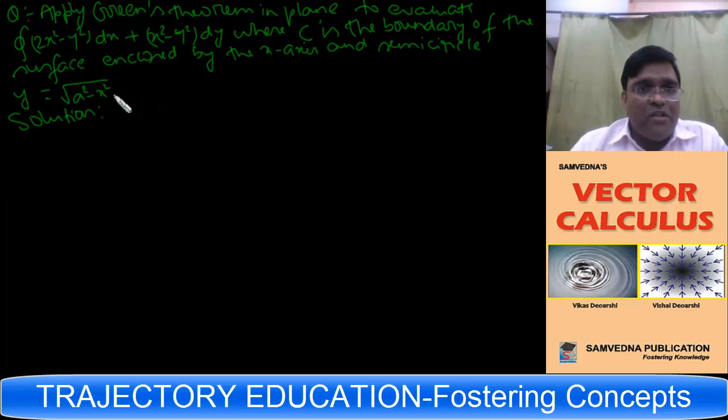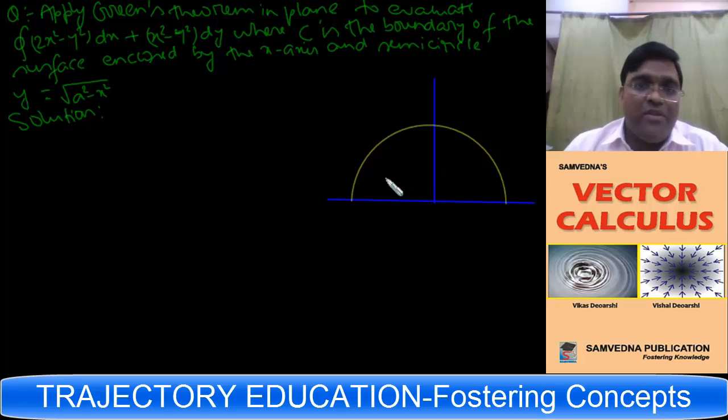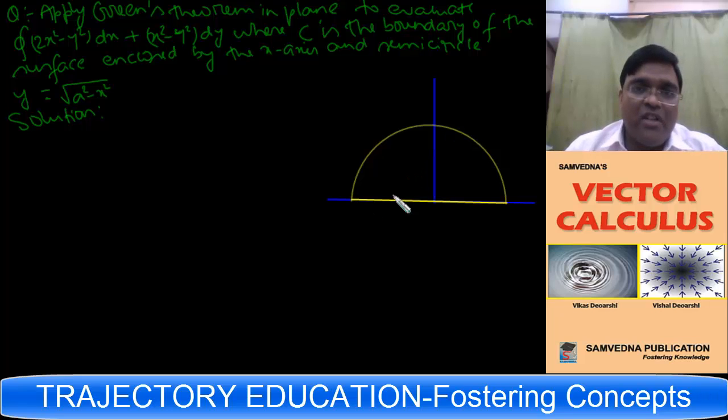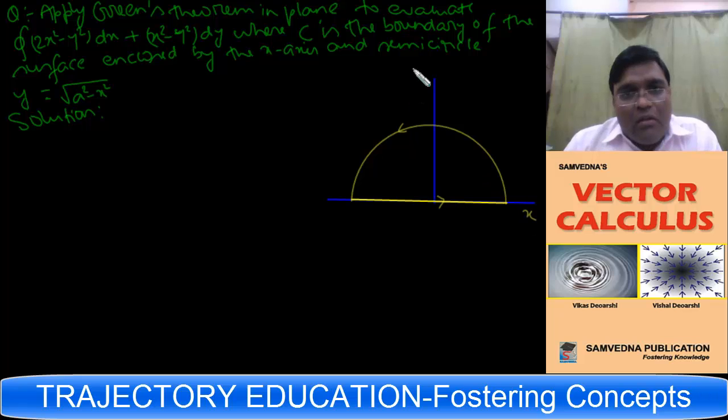First let me plot the curve C, which is the boundary of the surface enclosed by the x-axis and the semicircle. Let me first draw these curves and get the idea of the surface. So this is the semicircle, this is the x-axis, and this is the curve we are talking of. So we have to use Green's theorem in evaluating the line integral. Let me orient the curve in this direction. Nothing has been told about orientation, so I'll take anti-clockwise orientation by default.